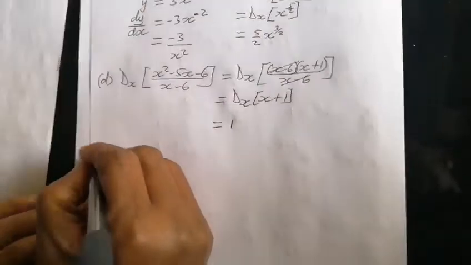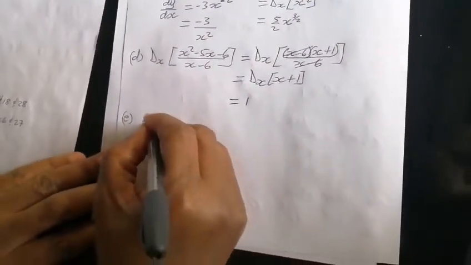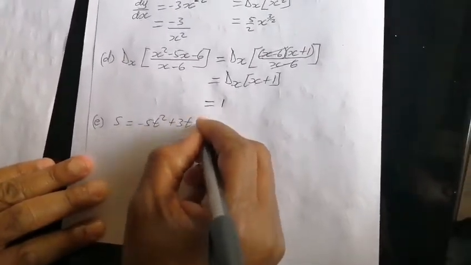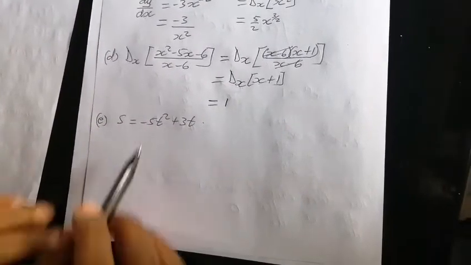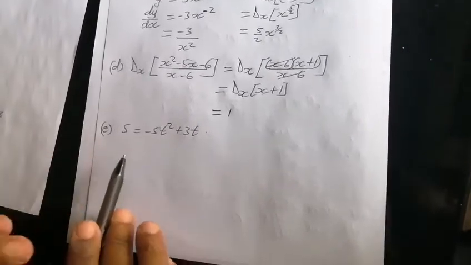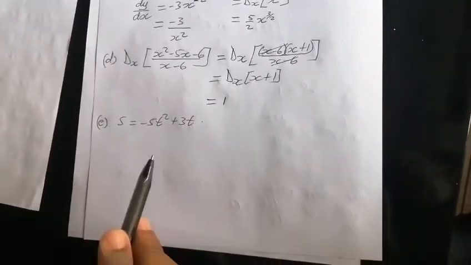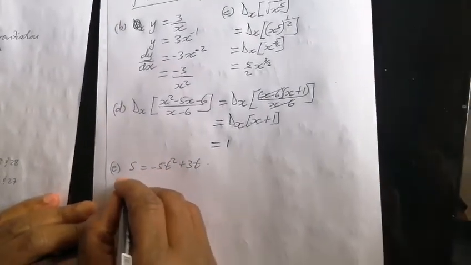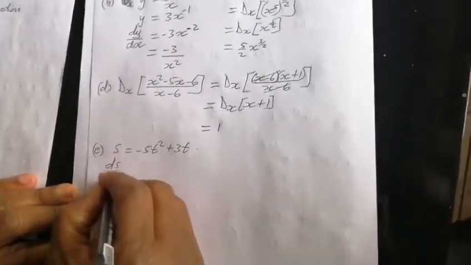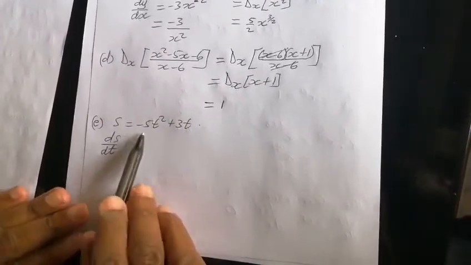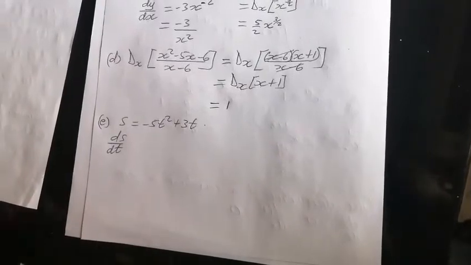Part E. Part E is saying s is equal to minus 5t squared plus 3t. You cannot derive this with respect to x. If you do derive with respect to x, the answer is 0. So here we are finding the derivatives. So the derivative of this one is ds/dt. We are deriving with respect to t. It is in the proper form of differentiating.